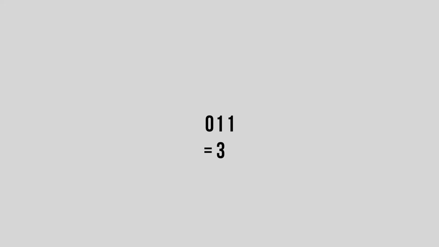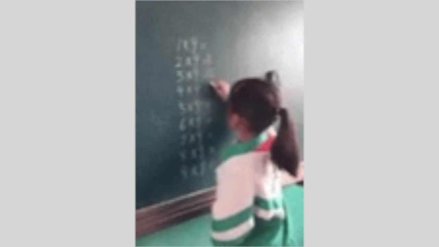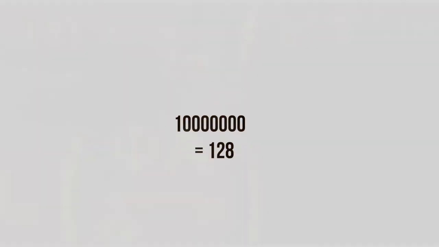So 0, 1, 1 still means 3. It doesn't matter that we added a 0 to the front. However, 1, 0, 0 means 4. 1, 0, 1 means 5. 1, 1, 0 means 6, and 1, 1, 1 means 7. So the third bit is 4. Now, you might notice already that each bit's value is the previous one multiplied by 2. So 1,000 is 8, 10,000 is 16, 100,000 is 32, 1,000,000 is 64, and 10,000,000 is 128.